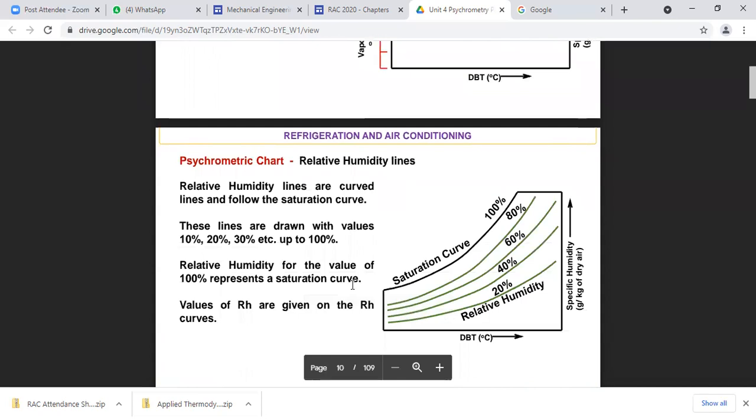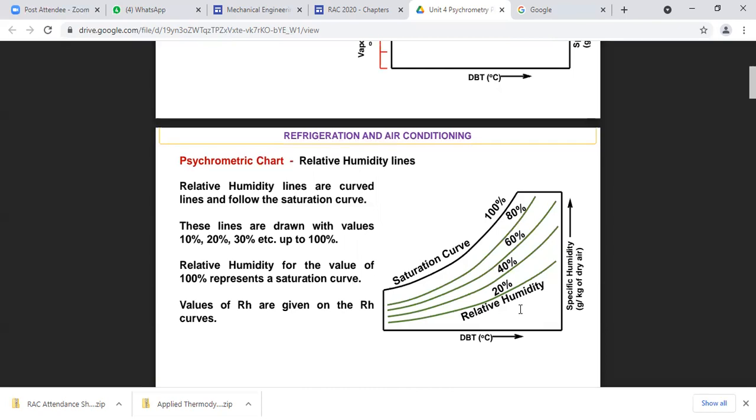Next is the relative humidity. Relative humidity is the ratio of the actual amount of moisture present in 1 meter cube of air at a certain temperature to the amount of moisture needed to saturate it at that temperature. This is called the relative humidity, and it is generally represented by RH. Once again, I am repeating, the ratio of the actual amount of moisture present in 1 meter cube of air at a certain temperature to the amount of moisture needed to saturate it at that temperature is called the relative humidity.